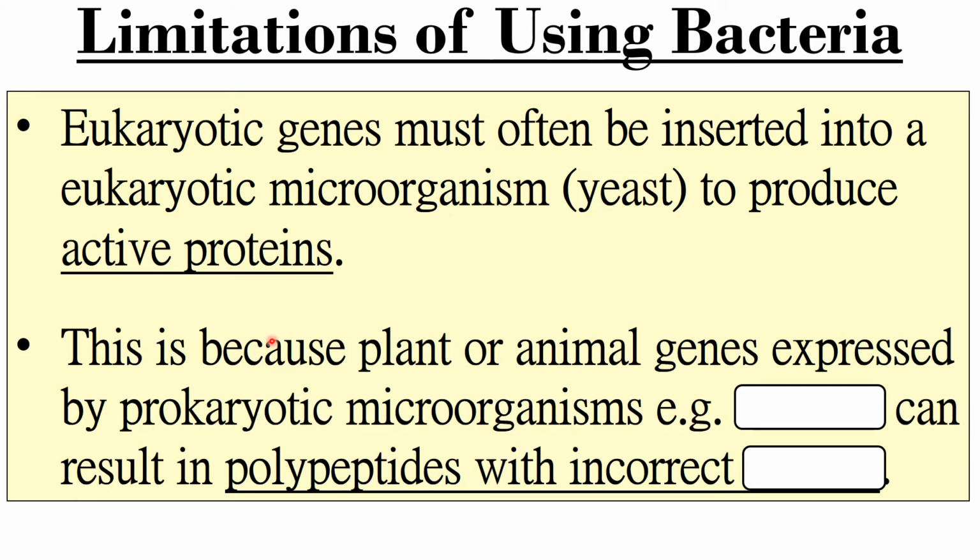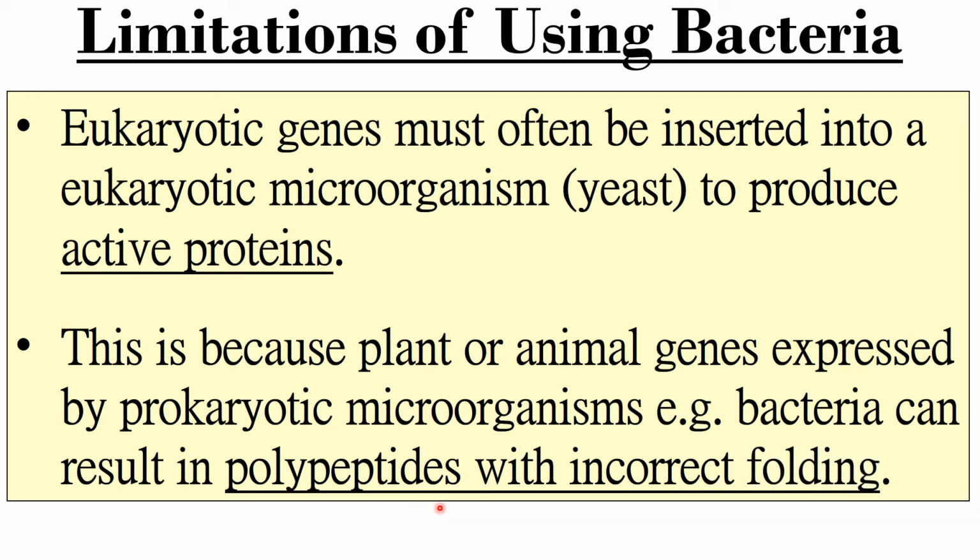So this produces active proteins. As I kind of alluded to, bacteria are prokaryotes. So plant or animal genes, eukaryotic genes, expressed in prokaryotic microorganisms like bacteria, you get your polypeptide chain, but it doesn't fold correctly. So hopefully you remember this from Unit 1. You've got your chain of amino acids to make the polypeptide, to make the protein. However, the protein doesn't actually become active until it folds in a correct manner.